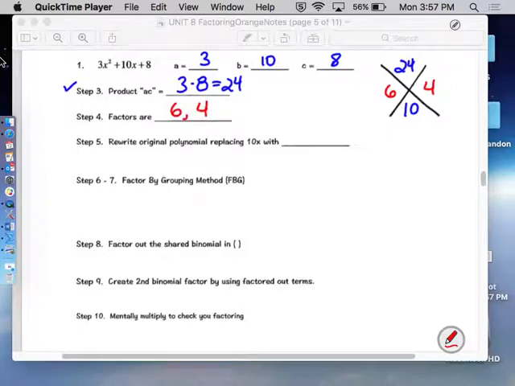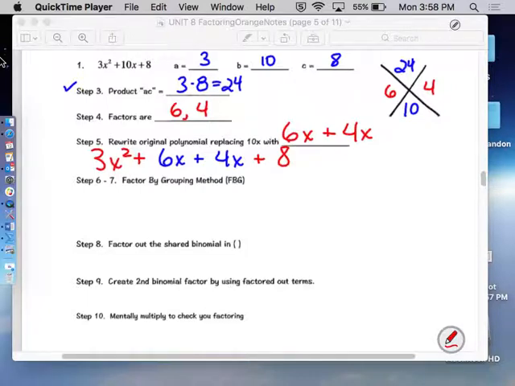I'm going to rewrite the original polynomial, and I'm going to replace 10x with this sum, 6x plus 4x. So I'm now going to rewrite the original. So I have 3x squared, and I'll switch to blue just to make it stand out. So I'm not changing the value of anything. I'm just looking at it in separate, smaller pieces or different pieces so that I can figure out which two binomials will multiply together to create the trinomial.